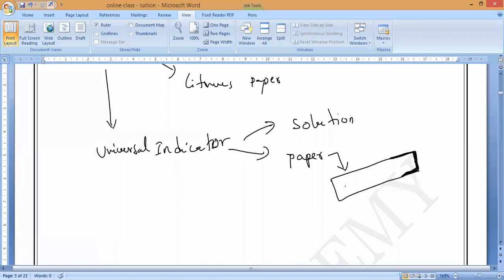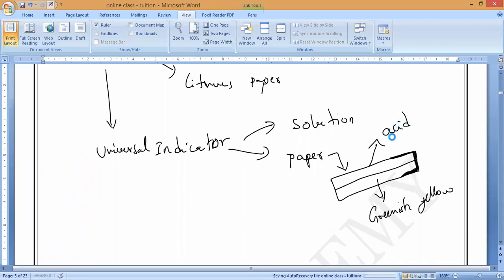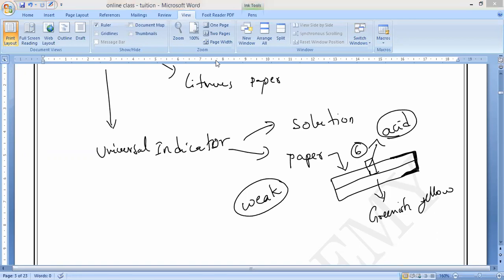Now, suppose it changes into light greenish yellow color, what is the pH value? Anybody? Greenish yellow. 8, sir. 6. Greenish yellow. So greenish yellow means I can say it belongs to acid or base? It belongs to acid only. Greenish yellow means acid, and is that a strong acid or weak acid? Weak acid, sir. Because the pH value of greenish yellow is 6. That is what I am expecting from you all.